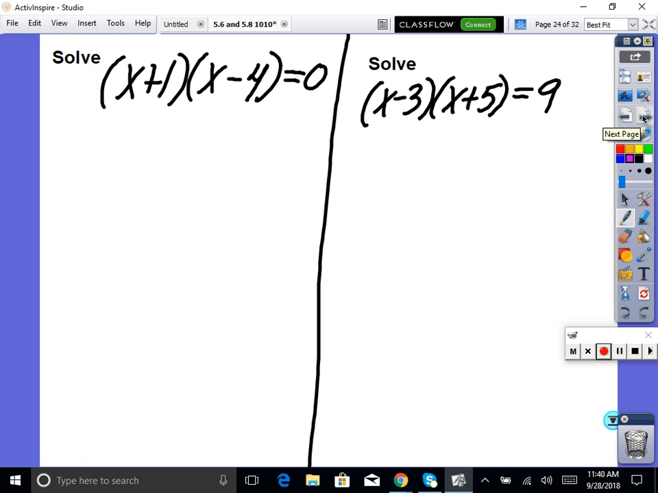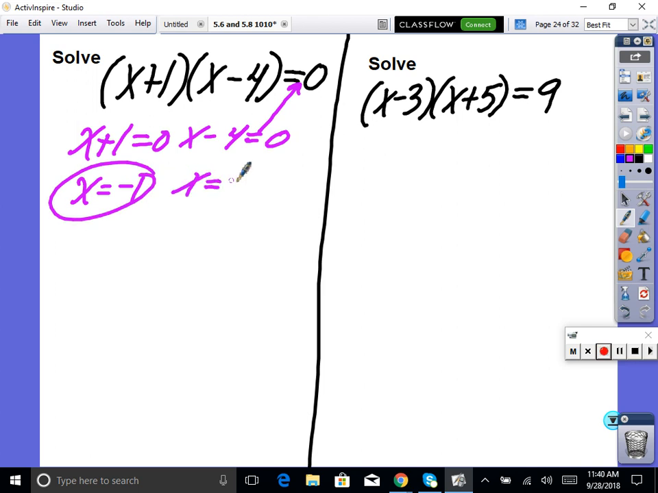Okay, looking at this problem, it says, put it in standard form and get it set equal to 0. Isn't it equal to 0? Yeah. Well, in this one, we actually don't need to. Isn't it already factored for us? So then we would say x plus 1 equals 0, x minus 4 equals 0, so we get x equals negative 1 and x equals 4. Now look though, caution.